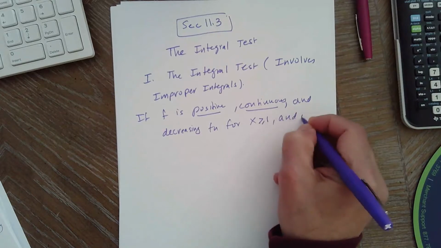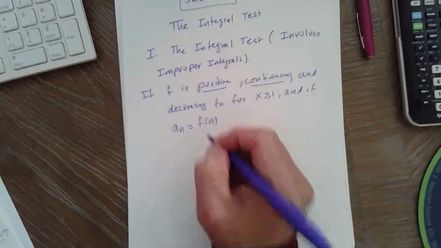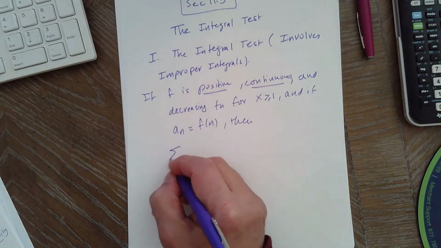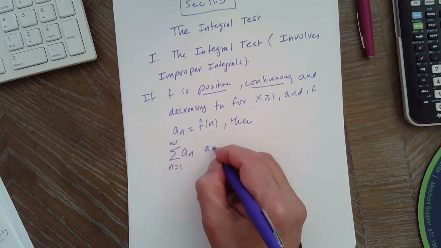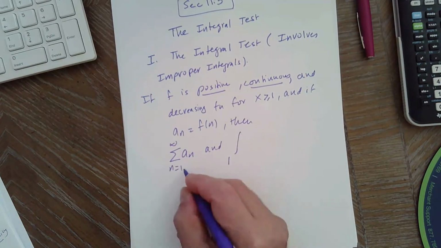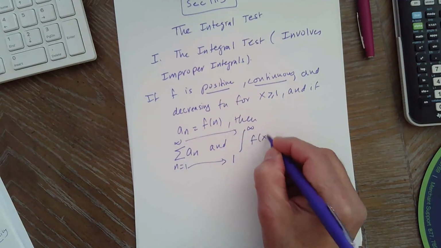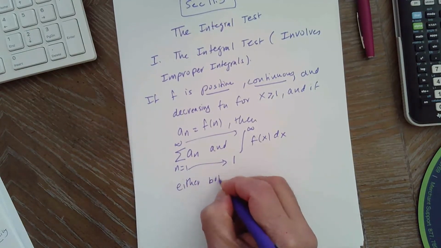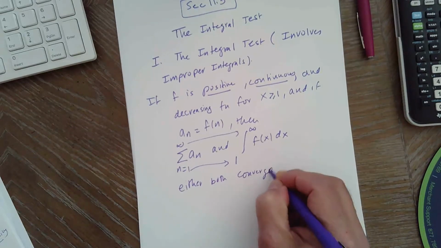and if a_n, so we're matching the sequence with the function, then the series of a_n from n equal 1 to infinity and the improper integral from 1 to infinity of f of x dx either both converge or both diverge.